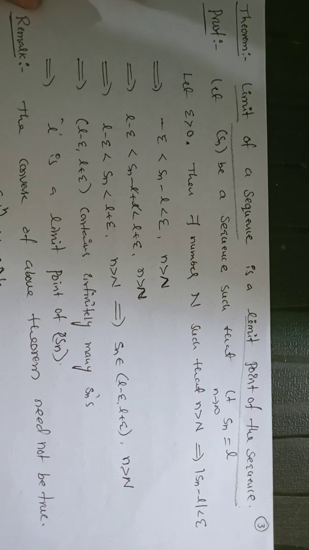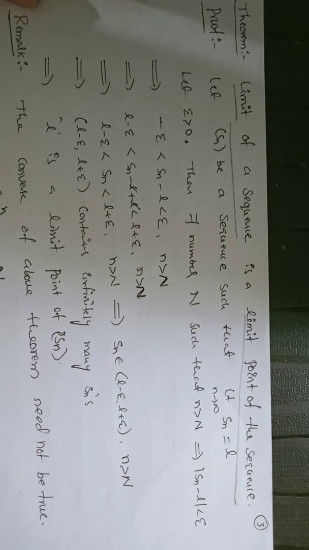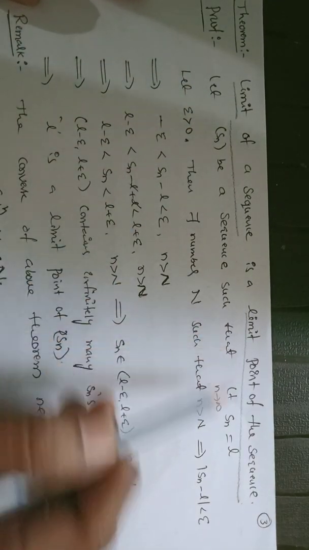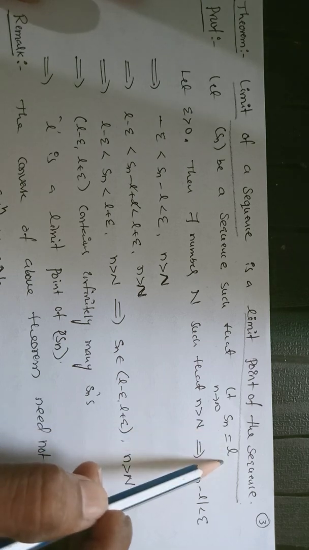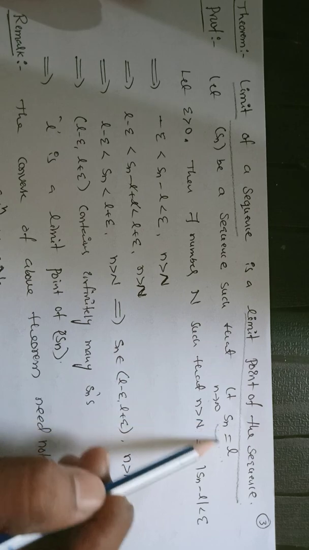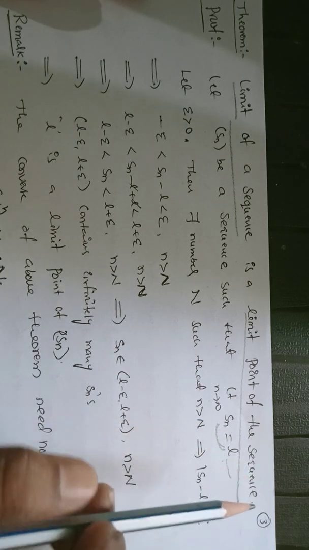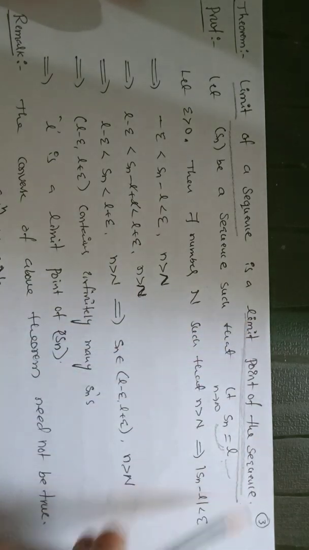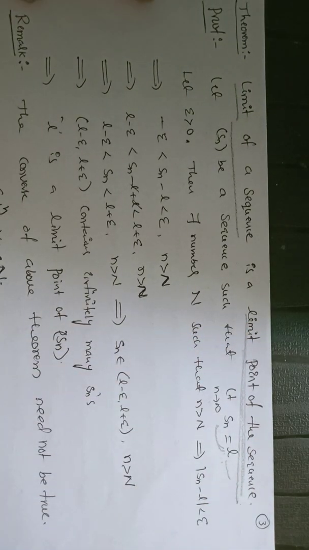Now what is a limit? A sequence Sn converges to S, that S is called a limit of the sequence, but L is not a limit point always. L is not a limit point in general, right? Suppose Sn is a sequence such that the limit of Sn is L, and the sequence converges to L. The limit of the sequence is L. Now I am going to prove that L is also a limit point of the sequence.